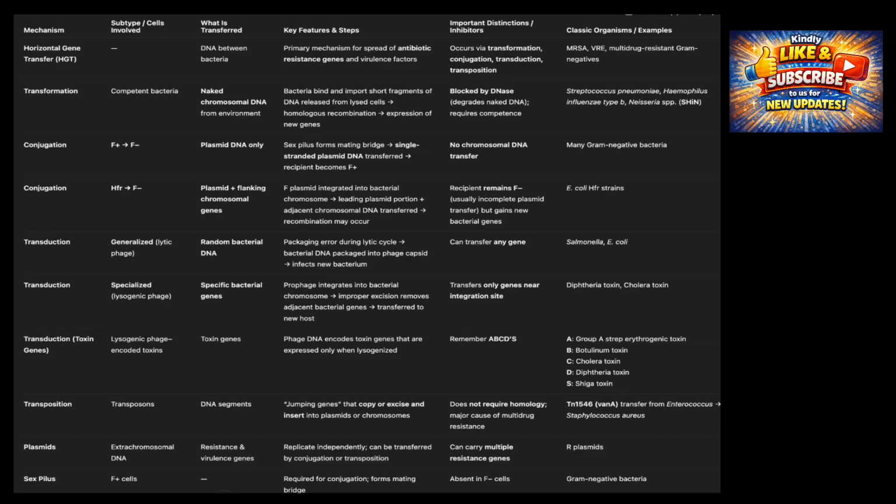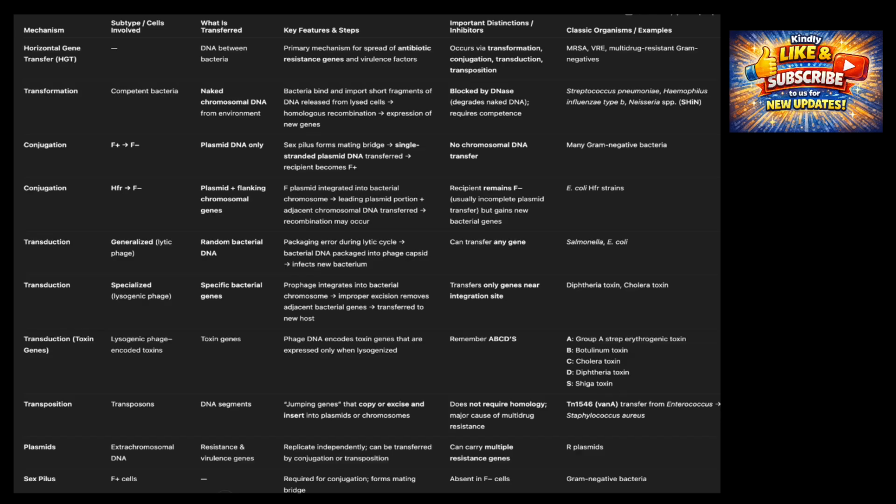The classic organisms tested are Streptococcus pneumoniae, Haemophilus influenzae type B, and Neisseria species. These organisms are grouped together because they are naturally competent. After DNA enters the cell, it must recombine, meaning it must integrate into the bacterial chromosome. If recombination does not occur, the DNA is destroyed.